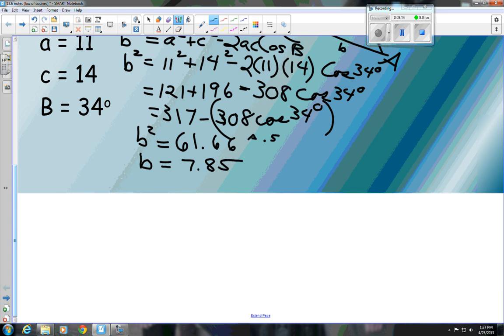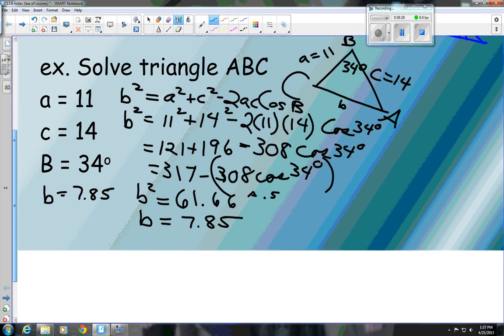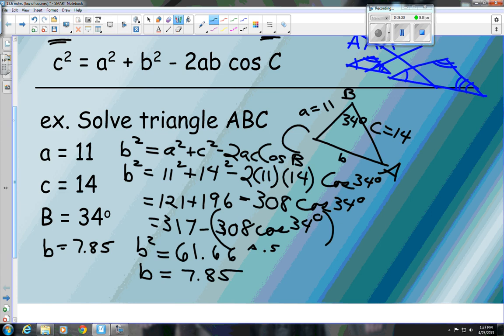Okay? Everybody got it now? Okay, so that's the side I'm missing, and I was only missing one side, so I got that so far. Now, at this point, let's look back at our triangle we drew up here. I've got B equals 7. I know all three sides, and one angle. I need to find the other two angles.